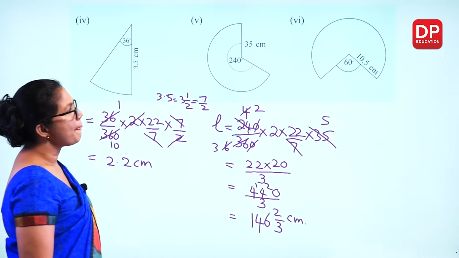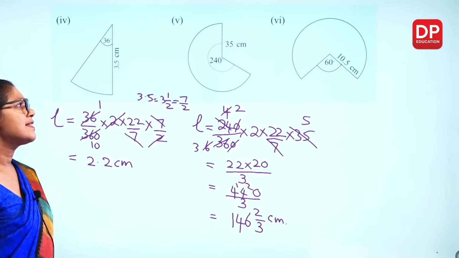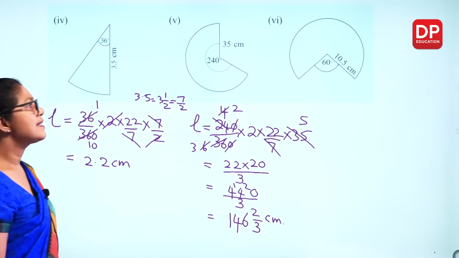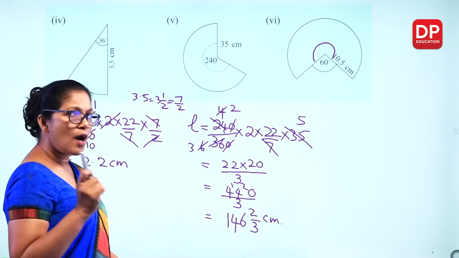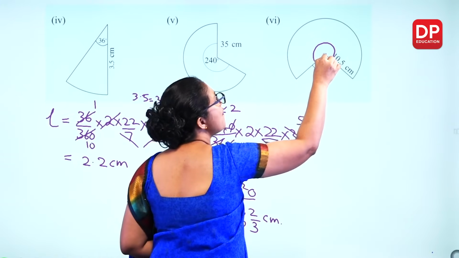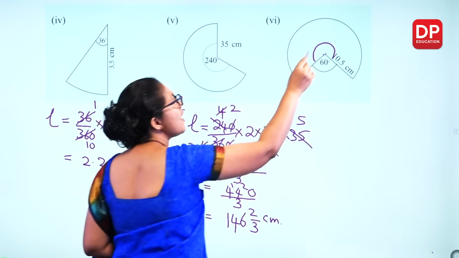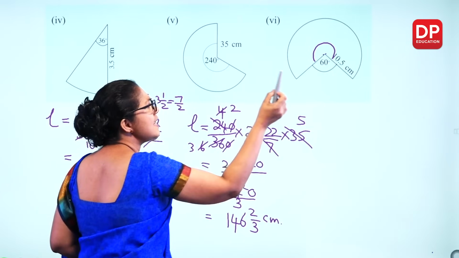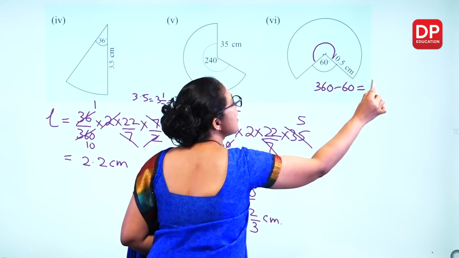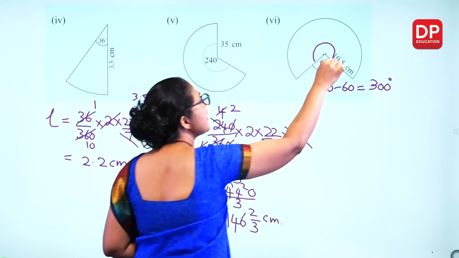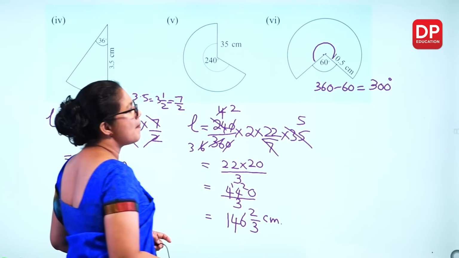What about this one? Now, what's the angle at the center there? The outside angle is given 60, not the angle at the center. So, first thing, we need to find out this angle. How can we find out? We know when you take the angles around a point, that is equal to 360. So, how can we find out this angle if the whole thing is 360? This is 60, so you can subtract and find out the other angle. So the angle at the center is 360 minus 60, that's 300.